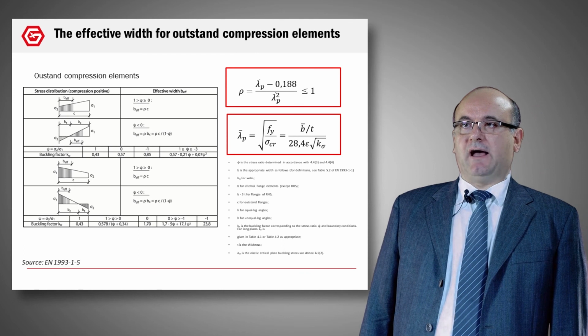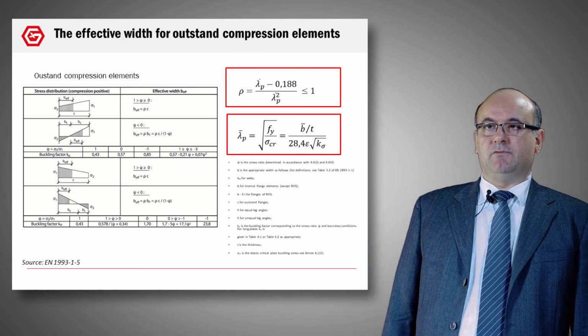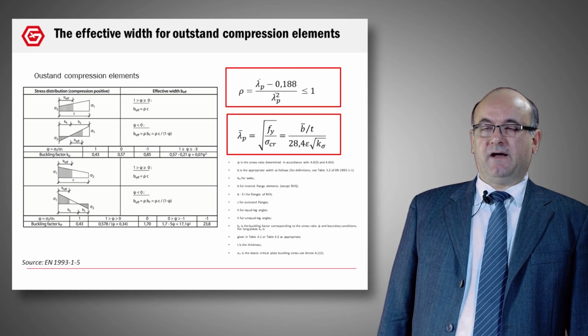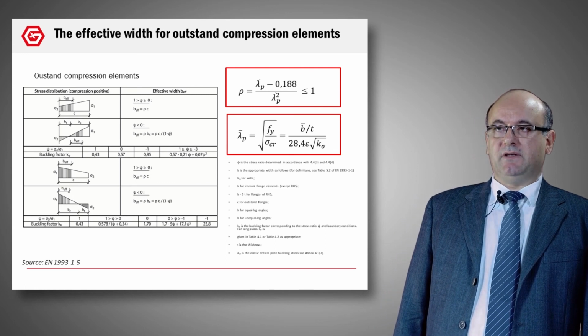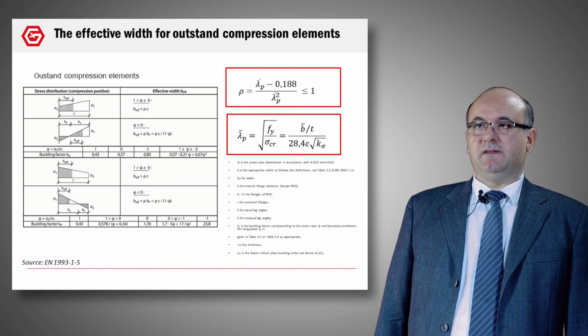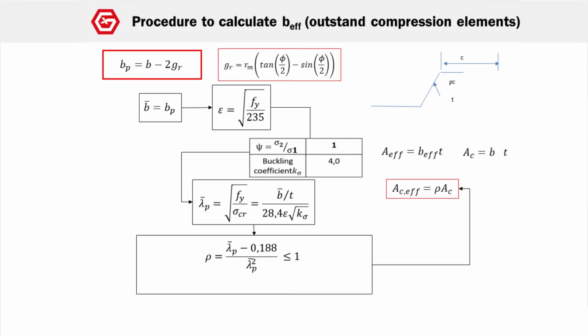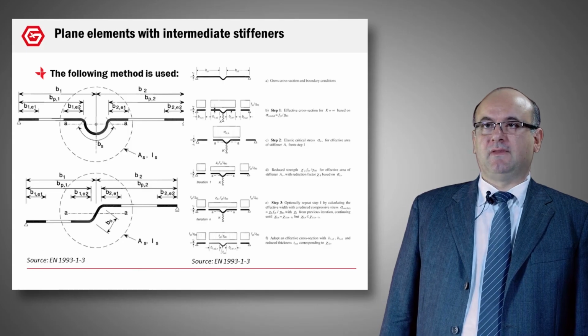In the case of outstand compression elements, we have the same type of table given in the Eurocode, part 1.5, and we apply the same methods. Be careful, the values of rho are a little bit different, as you can see on the top on the right. Again, we have the same procedure, and we will not repeat it, but it is exactly the same approach. Notice that the values of rho are changed. All the rest remains equal.